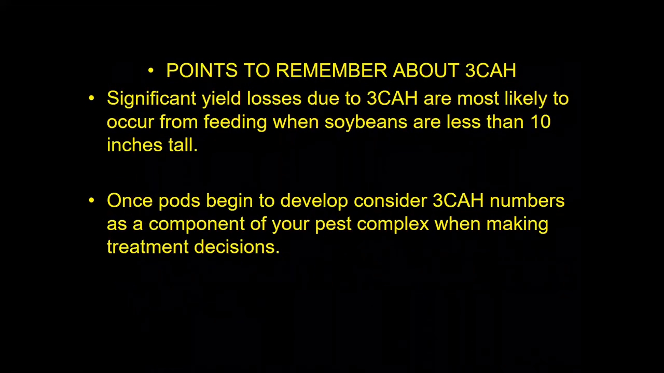Significant yield losses due to hoppers are most likely to occur from feeding when the soybeans are less than 10 inches tall. And once pods begin to develop, you need to consider three-cornered alfalfa hopper numbers as a component of your pest complex when making treatment decisions.